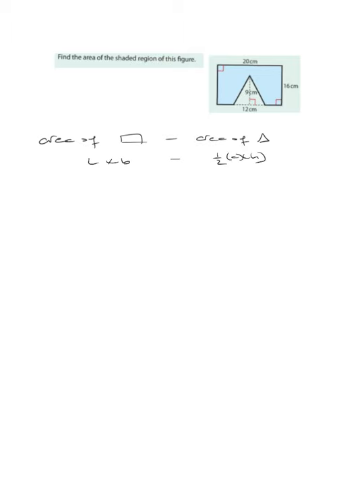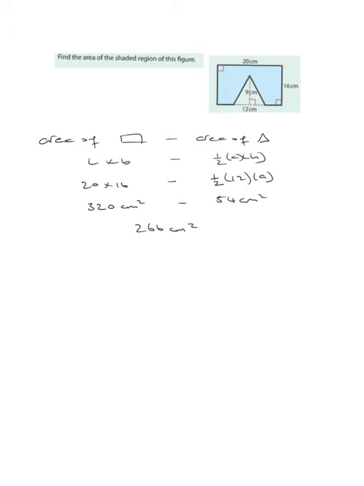So length by breadth for the rectangle is 20 centimeters by 16 centimeters. So that works out to be 320 centimeters squared, minus a half times the base of that triangle, which is 12, and the height is 9. So a half of 12 is 6, and 6 by 9 is 54 centimeters squared. So taking 54 centimeters squared from 320 centimeters squared would give me 266 centimeters squared.